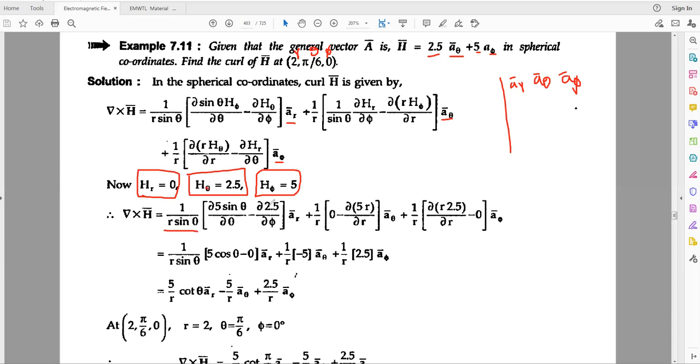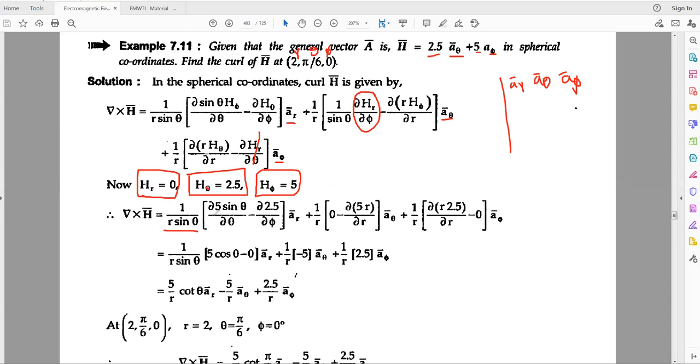Then, minus H theta, which is 2.5, dou phi, into AR bar, plus 1 by R into, there is no HR coefficient. The HR coefficient is 0, so that term is 0, minus dou by dou R of R into H phi. The H phi value is 5, so 5R, dou by dou R, into A theta bar. And the last term is 1 by R into dou by dou R of R H theta, which is 2.5, minus dou HR by dou theta, and HR is equal to 0, into A phi bar.